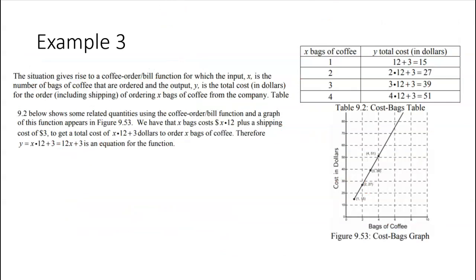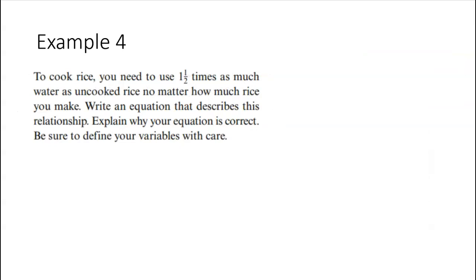Let's do another example before you do a U-try. So to cook rice, you need to use 1.5 times as much water as uncooked rice, no matter how much rice you make. Write an equation that describes this relationship and explain why your equation is correct, and be sure to define your variables with care. All right, so let's just first start by making sense of this with a table. Water and rice. Okay, so to cook rice, you need 1.5 times as much water as uncooked rice.